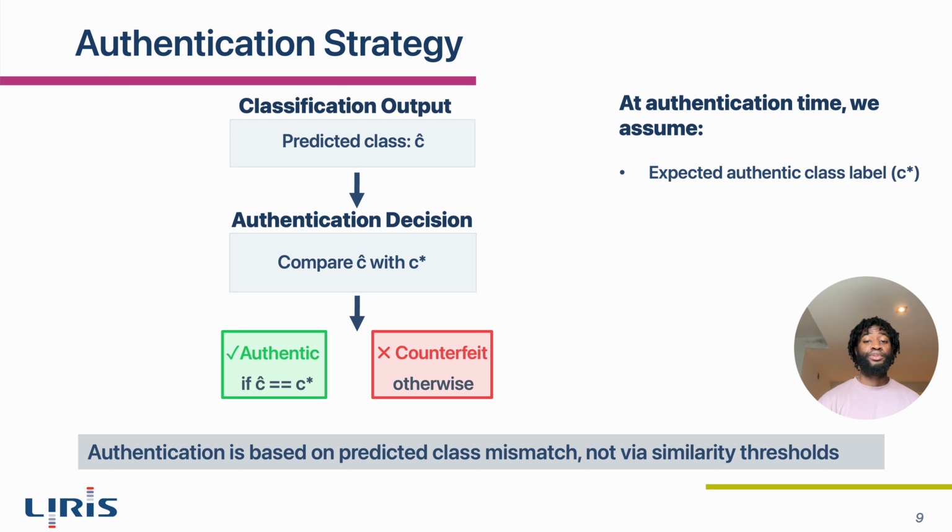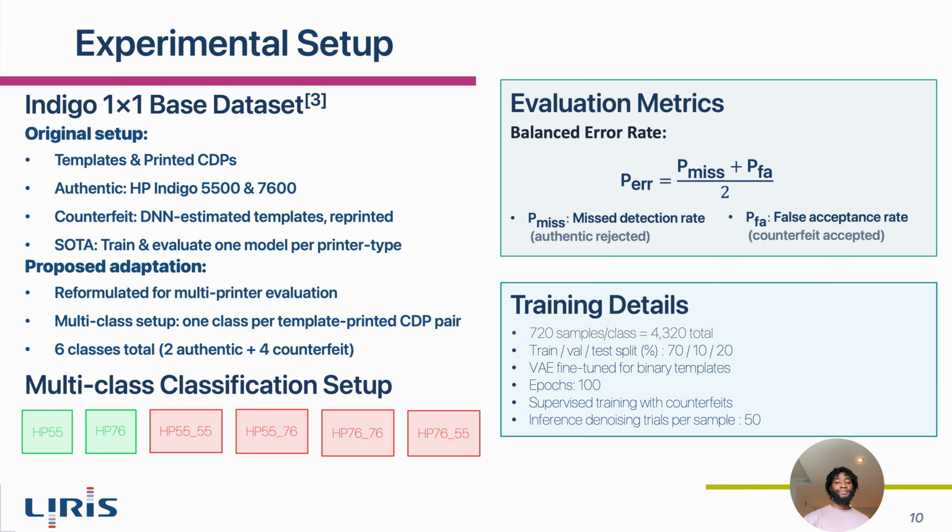Since counterfeits are a product of an initial authentic CDP, we assume that this authentic class label for all samples is known at test time. We evaluate on the Indigo 1x1 based datasets, which includes authentic CDPs from two industrial printers, the Indigo 5500 and 7600, along with DNN-generated counterfeits. To enable multi-printer evaluation, we reformulate this dataset as a 6-class problem, where each printer template pair defines a class. We report the balanced error rates and train with a 70-10-20 split with knowledge of fake types.